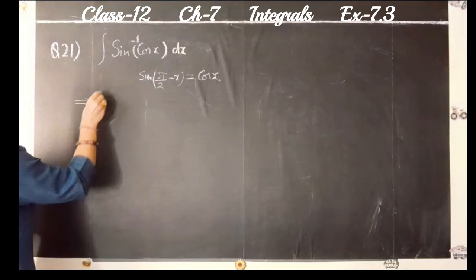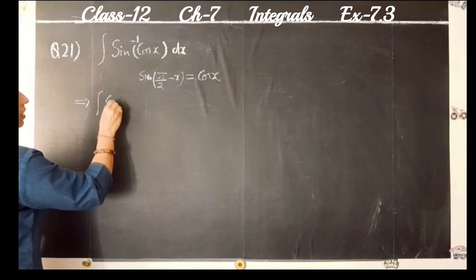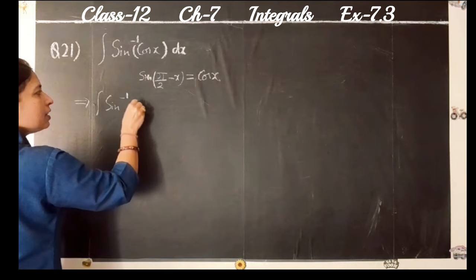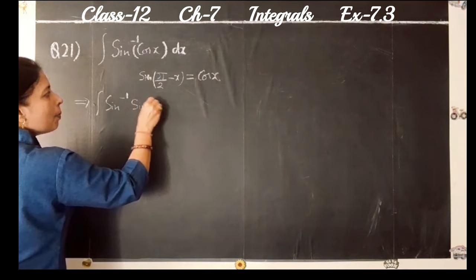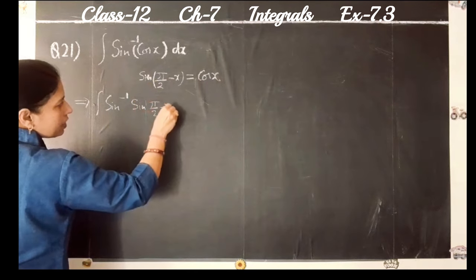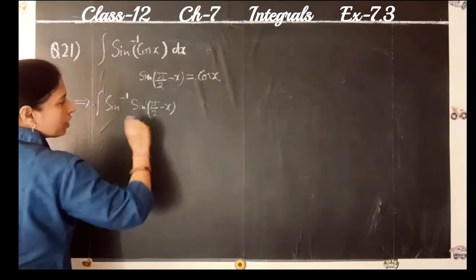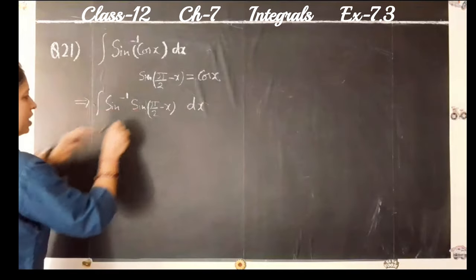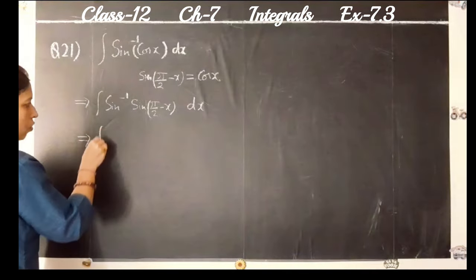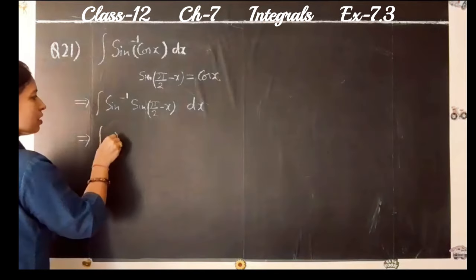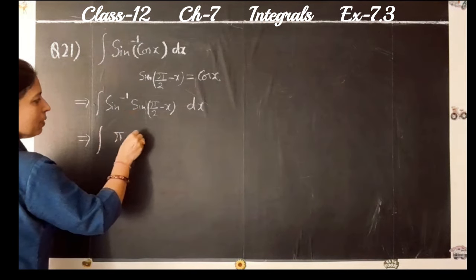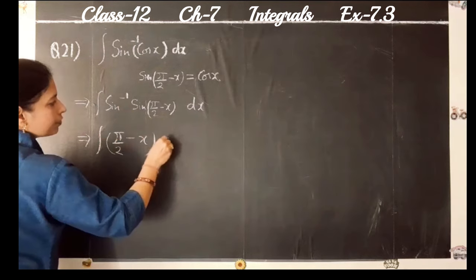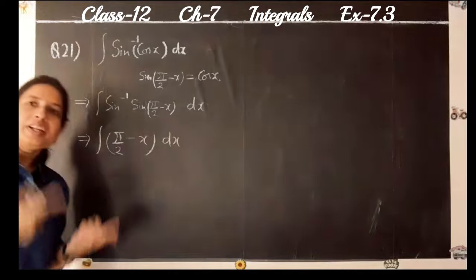So our integral becomes sin inverse, and in place of cos x, write sin of pi by 2 minus x, and write this dx as it is. Here it is sin inverse sin, so it becomes only pi by 2 minus x dx. Now we can integrate.